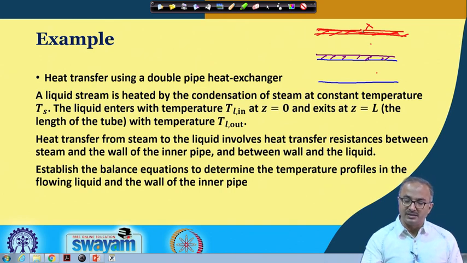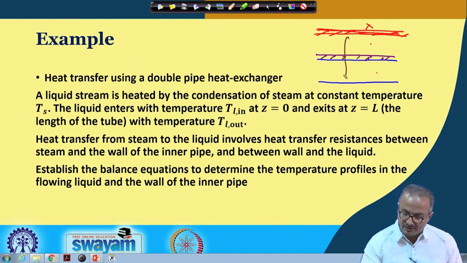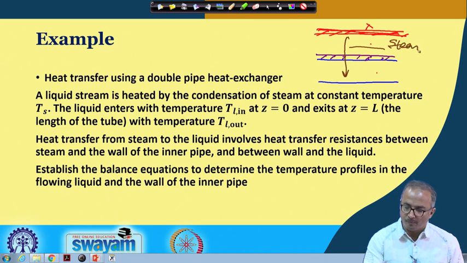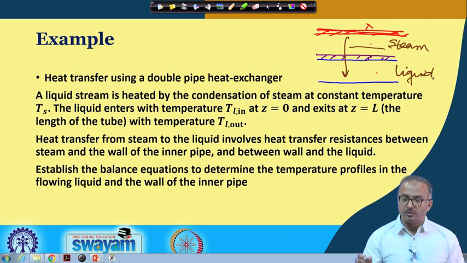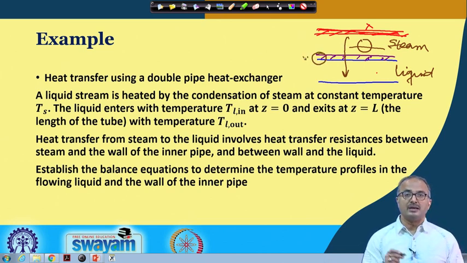Now when the heat is getting transferred from here to here, it is encountering three resistances. So this is steam and this is the liquid. We shall be having three resistances. One resistance will be within the steam, one resistance will be within the wall of the inner tube, and another resistance will be within the liquid.